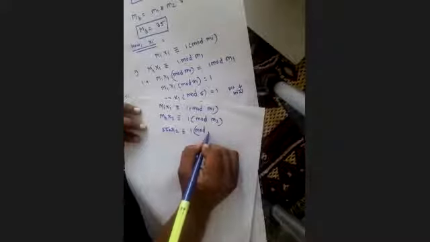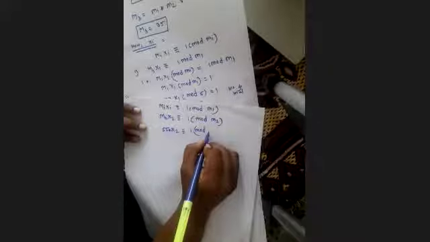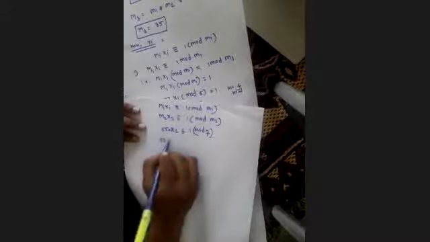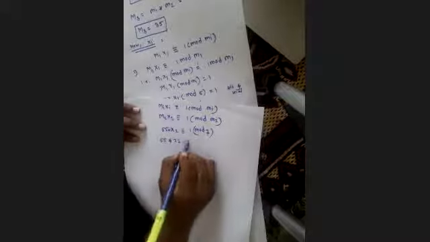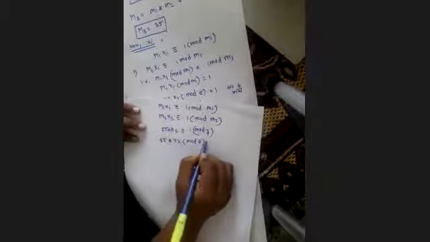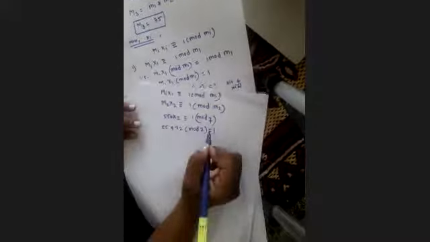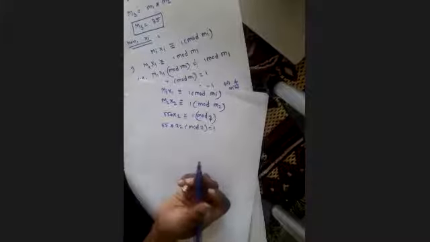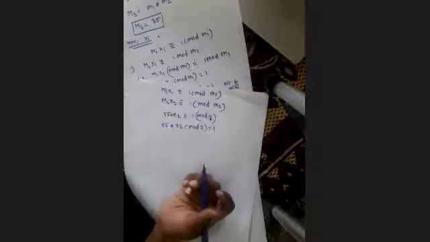m2 value is 7, right? m2 value is 7. So 55 into x2 mod 7 is equal to 1. Now you can apply the hit and trial method and find out the x2 value. Or if you are not able to find it, then simply go with the chart method, the Euclidean algorithm, to find out the multiplicative inverse. That is also fine.